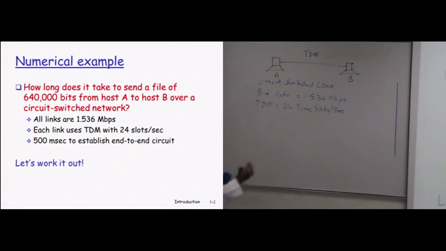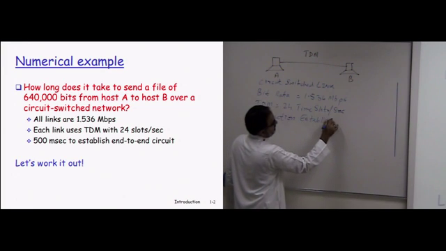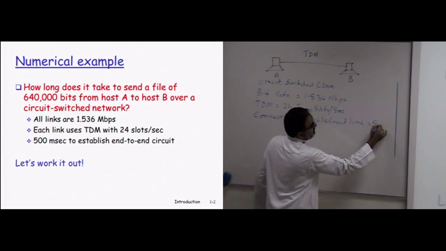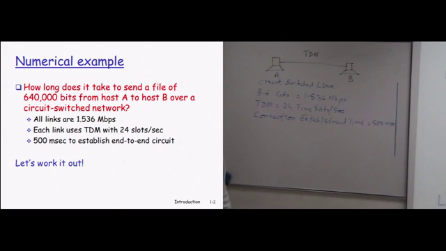Now, the connection establishment time: 500 milliseconds are required to establish an end-to-end circuit. So the connection establishment time is 500 milliseconds. Okay, let's work out how we can calculate the time.